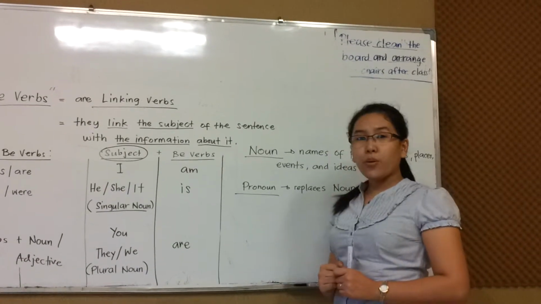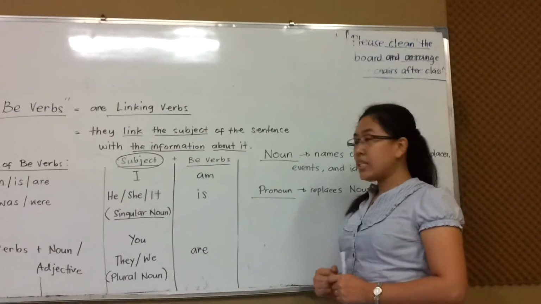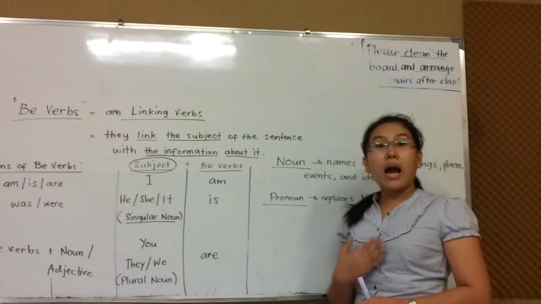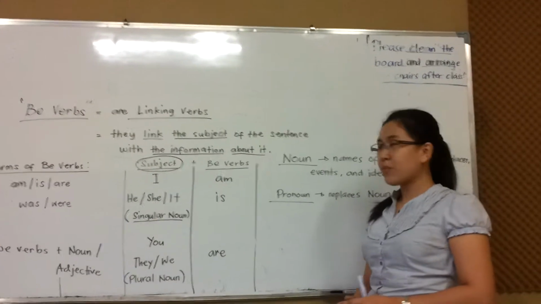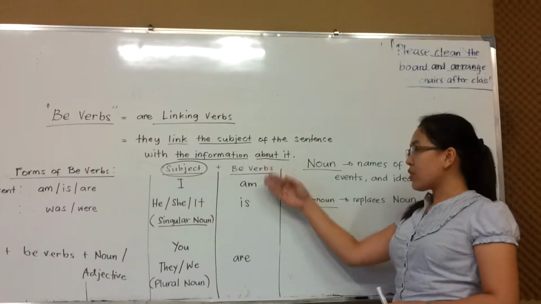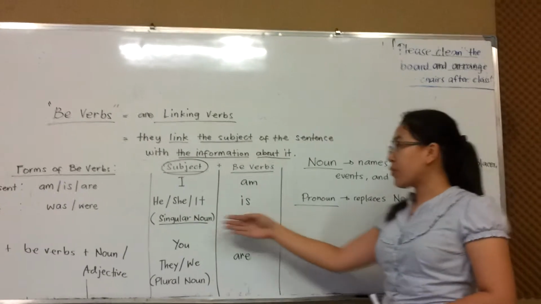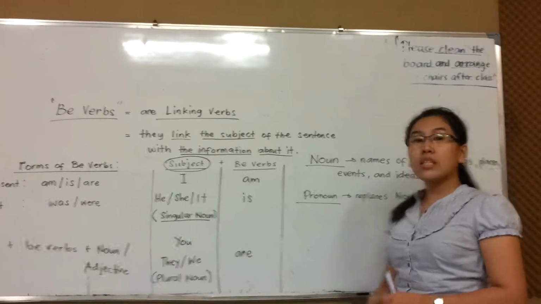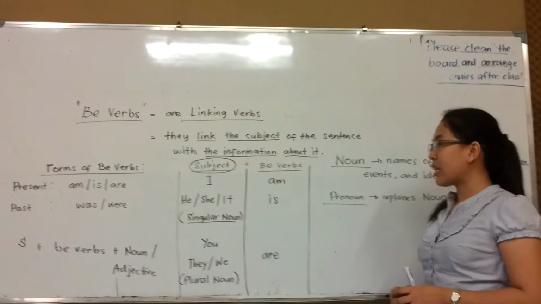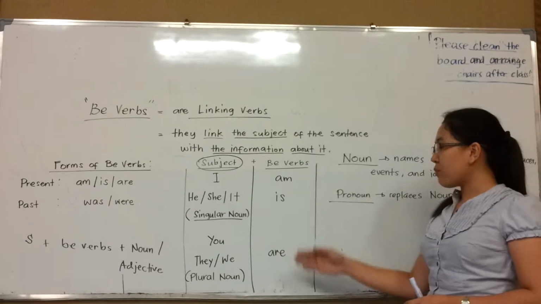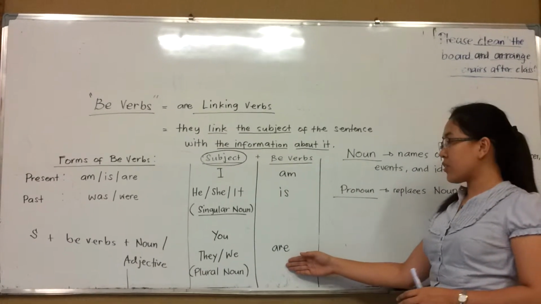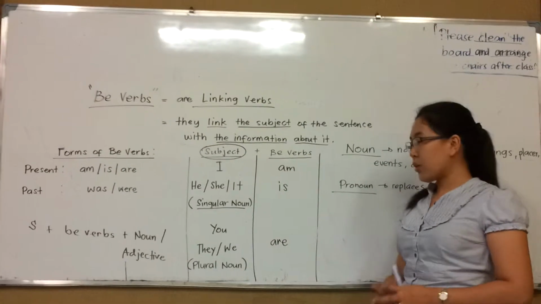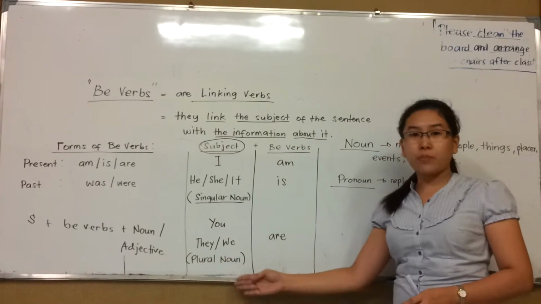Okay, so the use of am needs I as your subject. So that's why we say I am. Okay? Next, the use of is for he, she, and it. Or you can also use singular nouns. Next, are is used for you, they, and we. Or you can also use plural nouns.